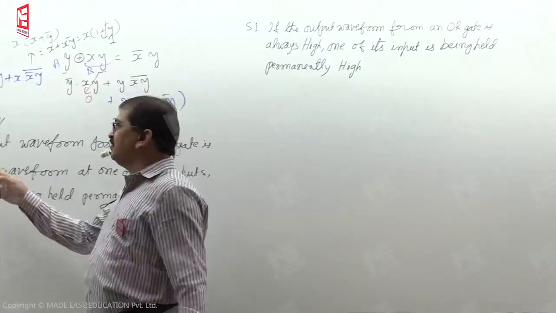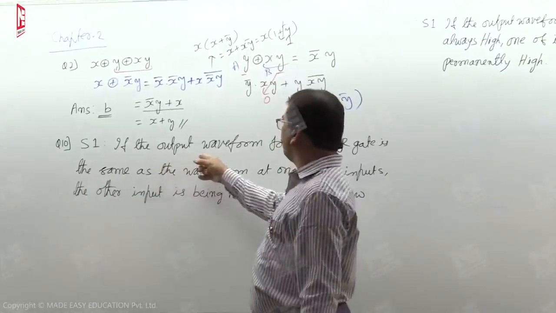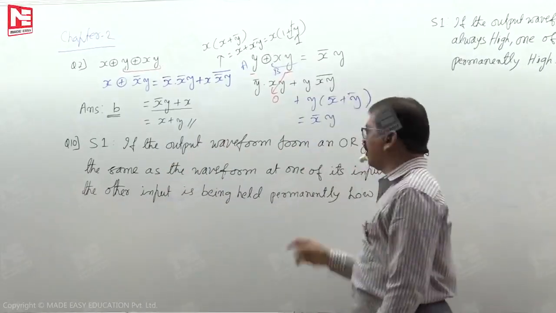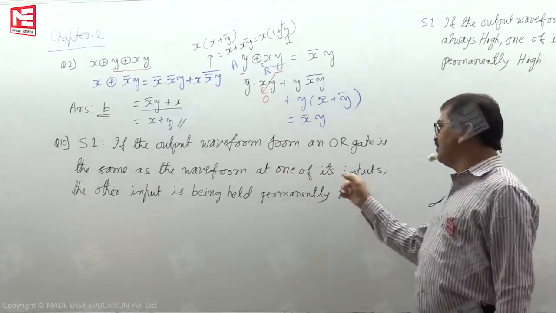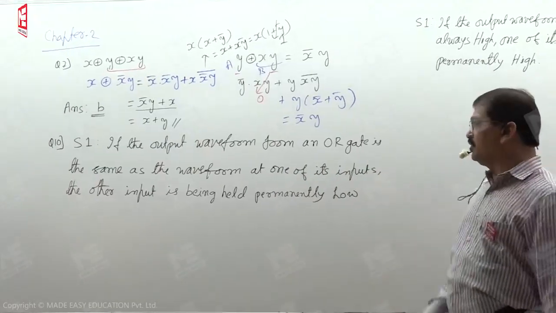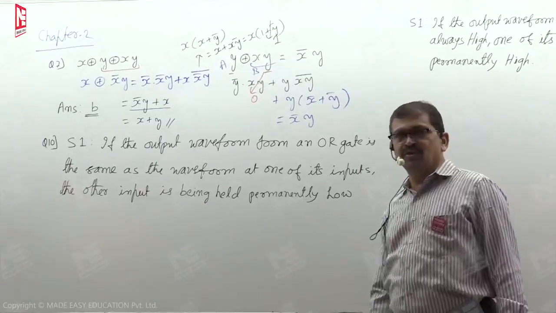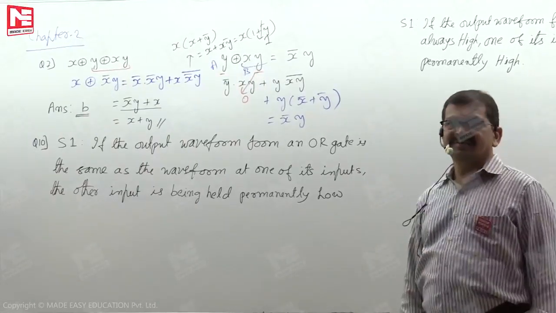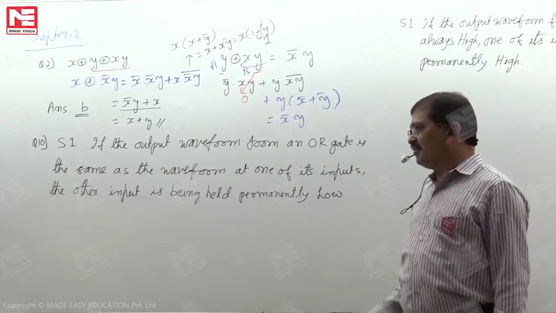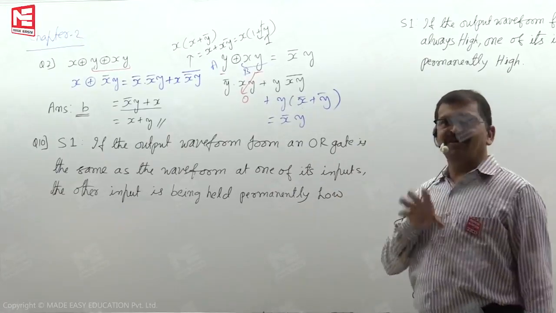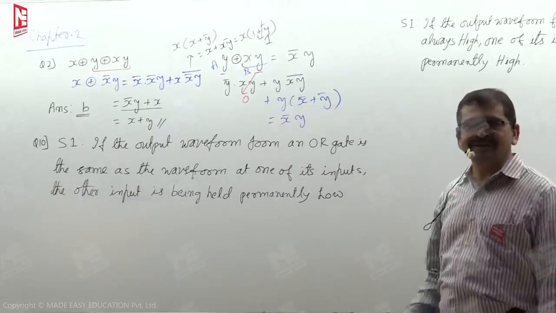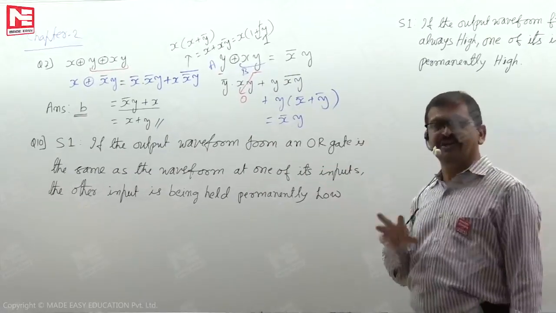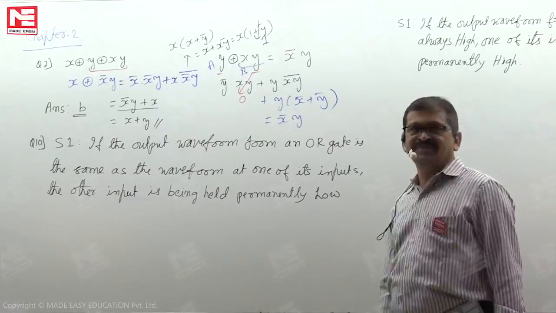So one statement we are having: if the output waveform from an OR gate is the same as the waveform at one of its inputs, the other input is being held permanently low. So we are having a statement which is basically a description on a 2 input OR gate. Statement 1 is on a 2 input OR gate.